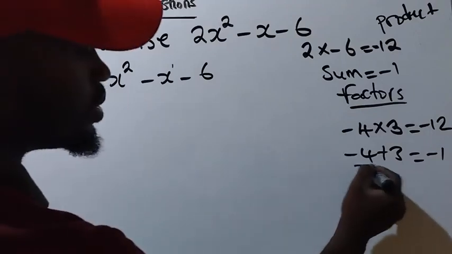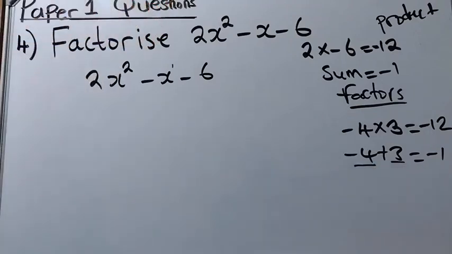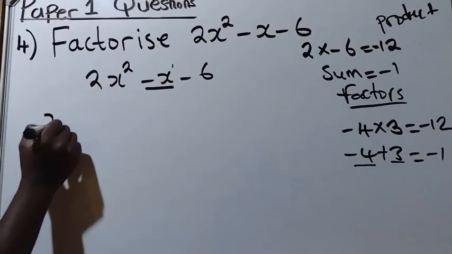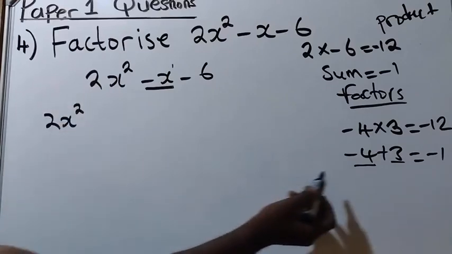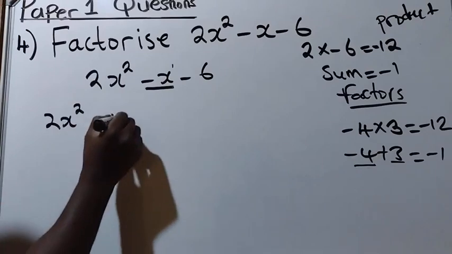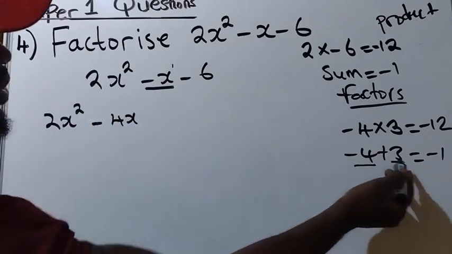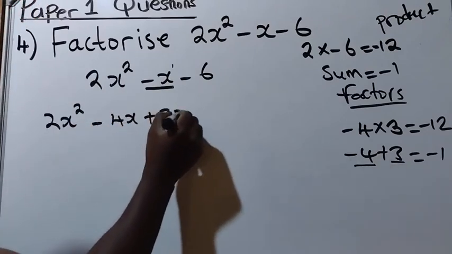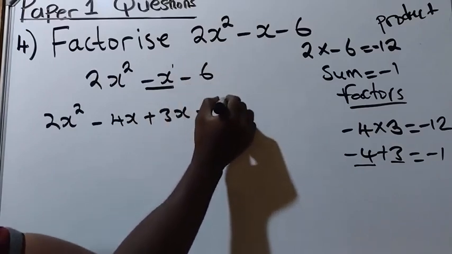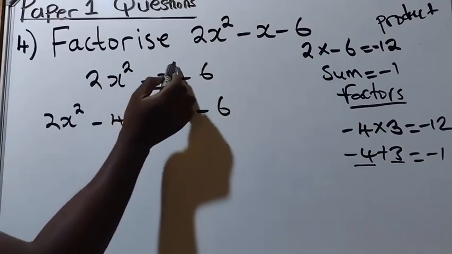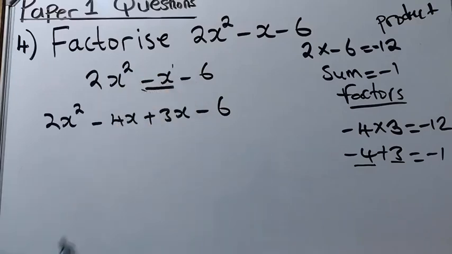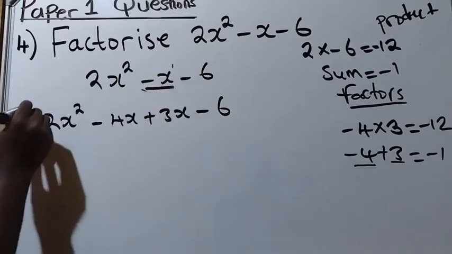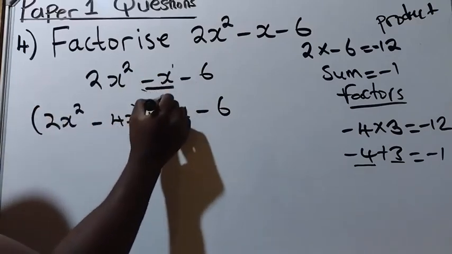So these two factors that you have come up with are the ones that you are going to replace right here. Okay, so you write 2x squared. Now this is a negative 4, so it will be a negative 4x. Then this is a positive 3, so it will be a positive 3x minus this 6. So you only replace where you have this x in the middle, right? From there, let's try to factorize this.